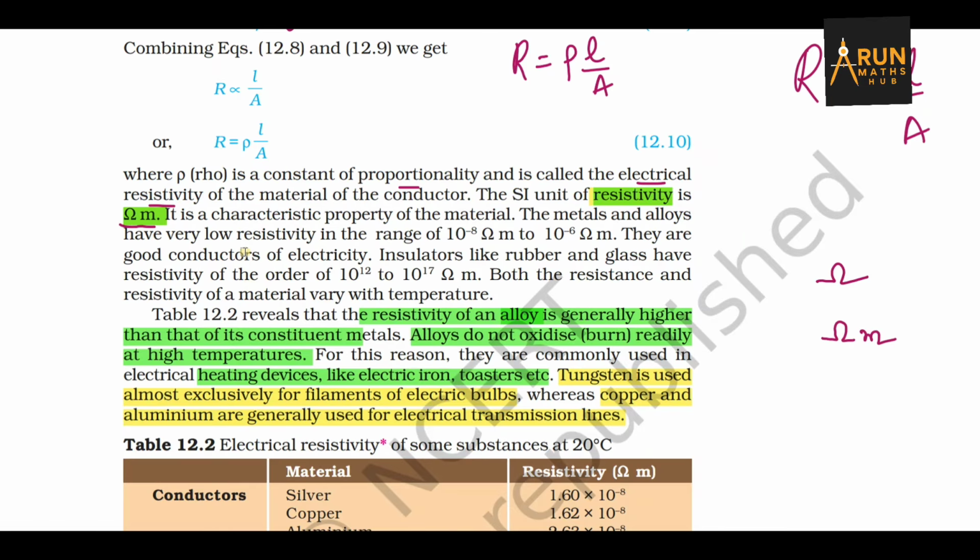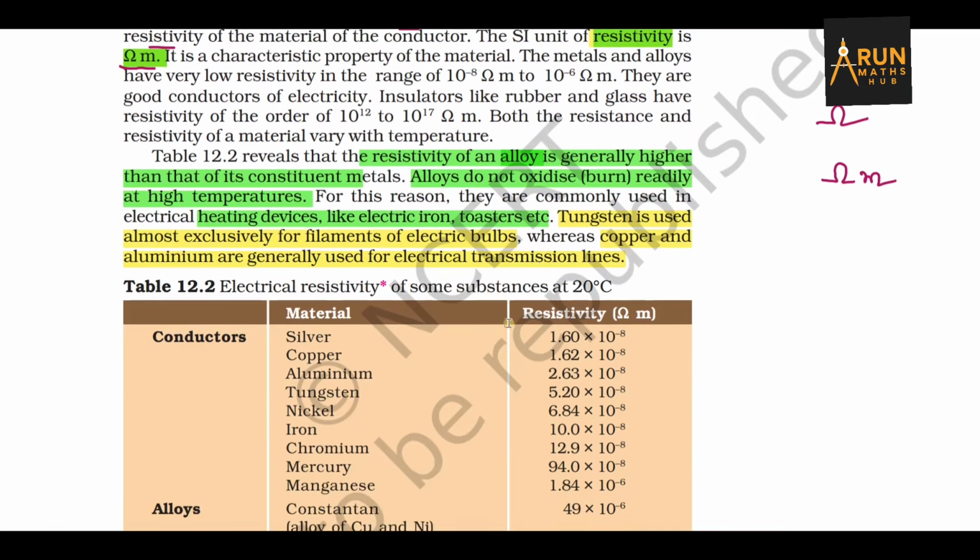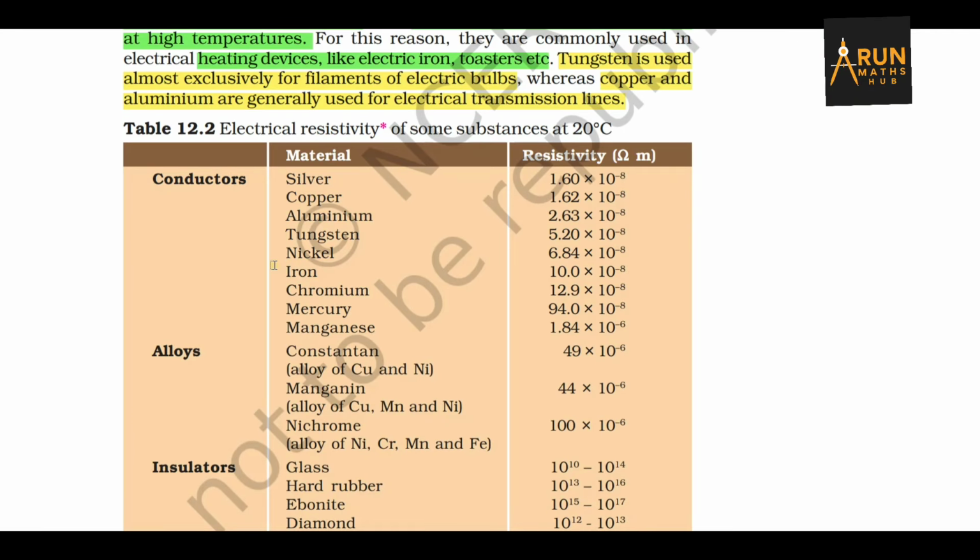higher the resistivity, that means the resistance value will be more, and also alloys have higher resistivity. Because of that, they are commonly used in heating devices like electric toasters, electric iron box, etc. And also tungsten is used almost exclusively for filaments of electric bulbs. Why? Because on heating it starts emitting light. And generally copper and aluminium are used for electrical transmission lines.